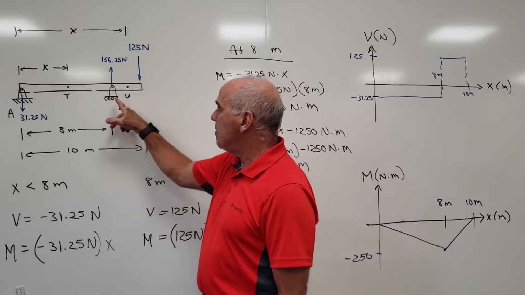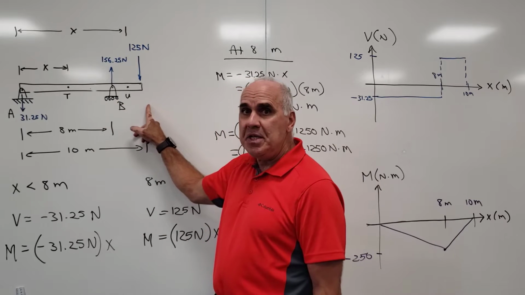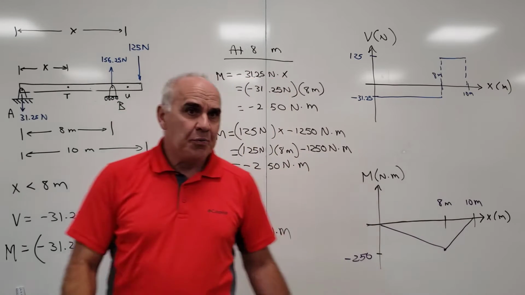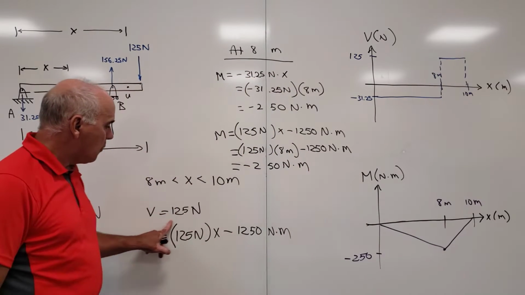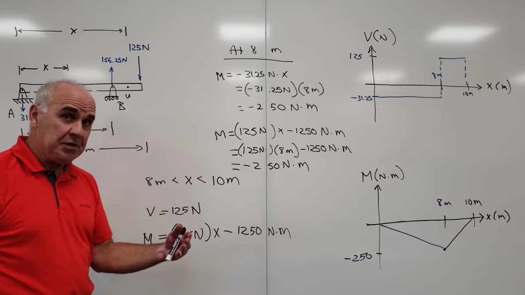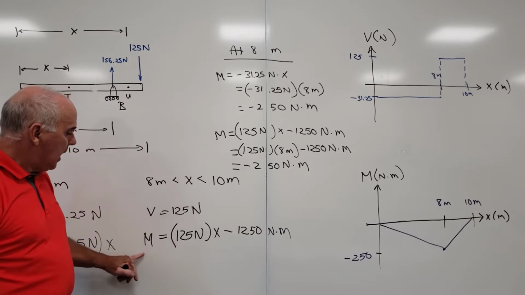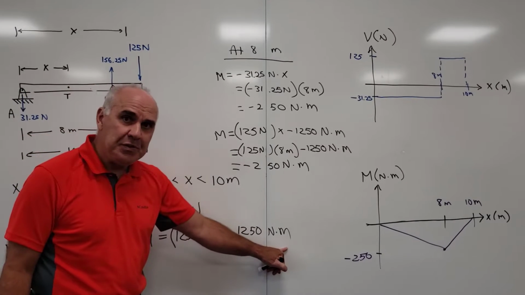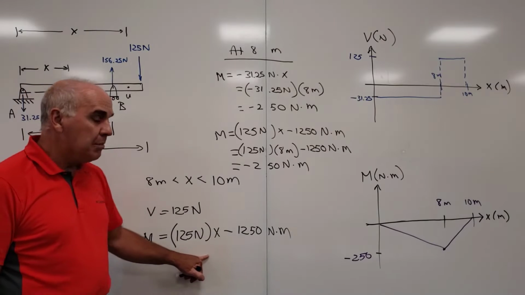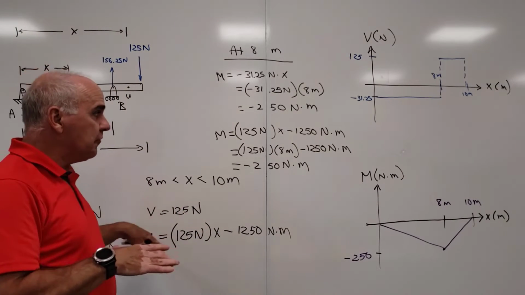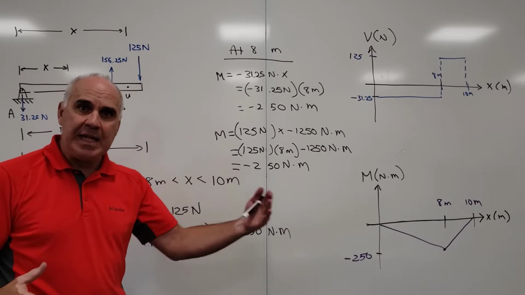The other thing we discovered was that from B to the end of the beam, so between 8 meters and 10 meters, the shear force at that location was 125 newtons. Positive 125 means it's pointing down. And then 125 newtons x minus 1250 newton meters, that was the moment in that region. All right, so the shear force and the moment have changed at that region.